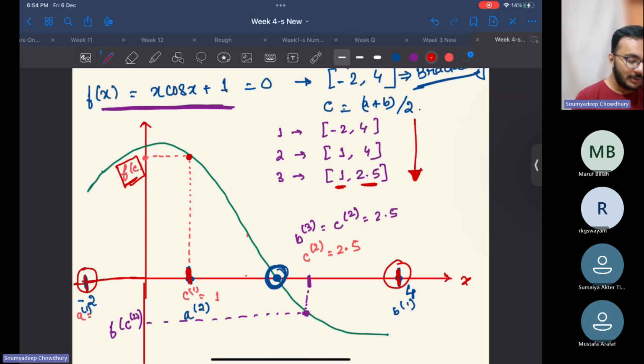If it is positive, then your lower limit will change. That is, your root will now lie between 1 and 4. If this f(c) is negative, your upper limit will change. That is, now I will consider only minus 2 to 1, not 1 to 4. The logic behind this is, see, if a function has to have a root at a particular point, we know the functional value at that particular point should be 0. So now just imagine like this.